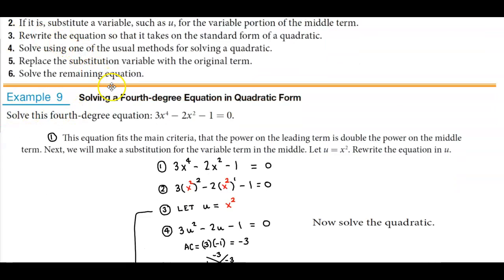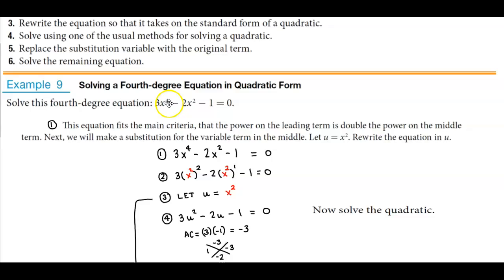So for example number 9, we're going to be solving a fourth degree equation in quadratic form: 3x to the fourth minus 2x squared minus 1 equals 0. Since it's a fourth degree equation, it's possible that we're going to have 4 solutions. More than likely we will. So this equation fits the main criteria. The power on the leading term is double the power on the middle term.